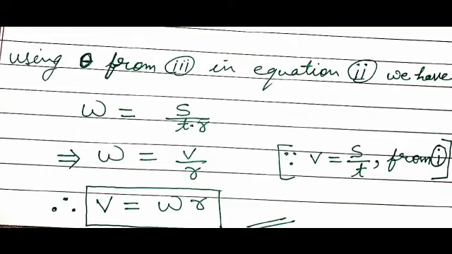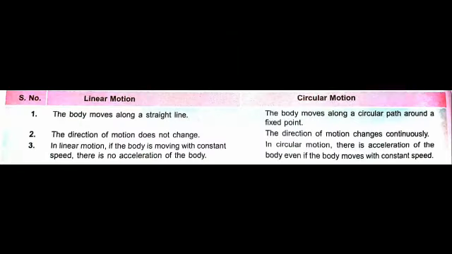Now, using theta from equation 3 in equation 2, we have omega is equal to s by t into r. And as we know, v is equal to s by t from equation 1. So using that, we can write omega is equal to v by r, which finally gives us v is equal to omega r. Moving ahead, let us discuss some differences.